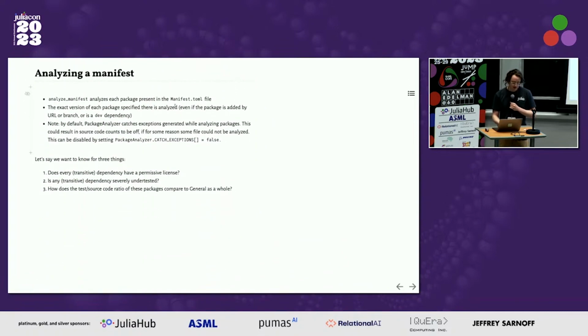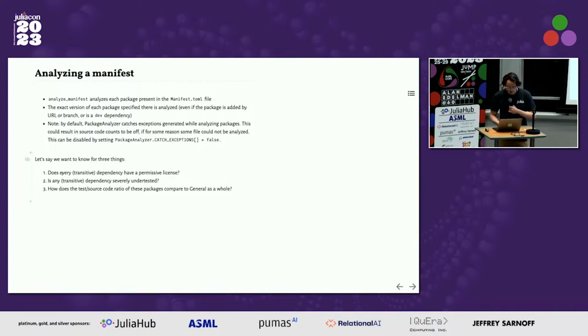So analyze manifest will analyze each package present in the manifest. As I mentioned before, even if the package is added by URL or branch or dev dependency, it should track down the right code. Also, one note is that by default, we catch exceptions and suppress them so that when we're analyzing all of General, for example, it doesn't crash all the time due to things like incorrect syntax in old versions of packages. This can be disabled by turning off the catch exceptions functionality, which could be important if you want to really understand everything that's going on in your particular manifest for your application.